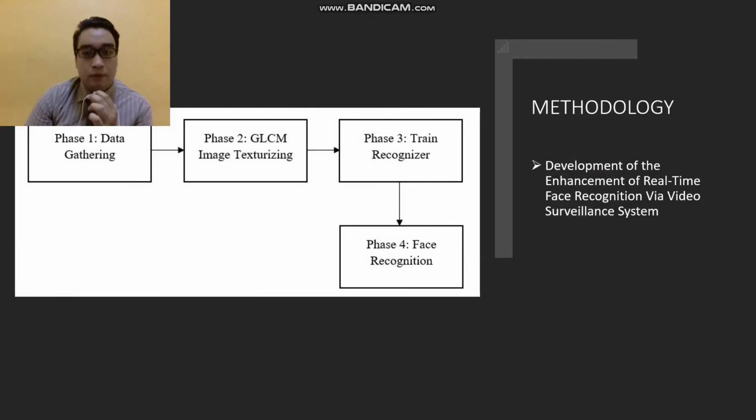Now this is the block diagram of the phases in this system. Phase number 1 is, as mentioned just now, data gathering. Phase number 2, GLCM image texturizing. Phase number 3 is train recognizer, and lastly, face recognition.